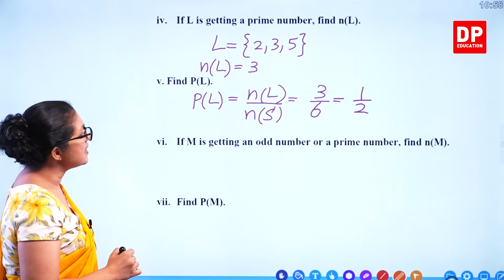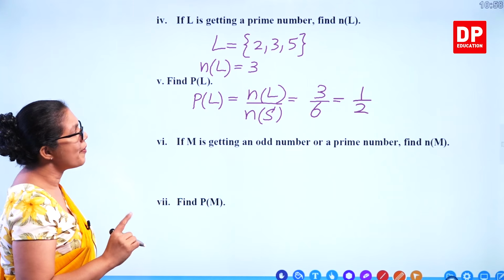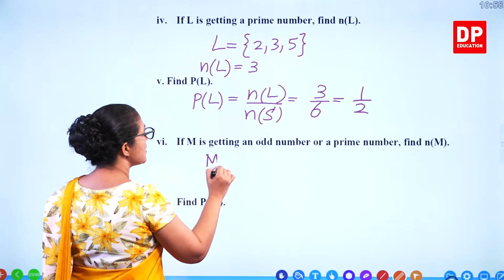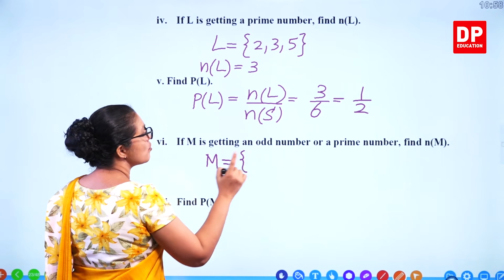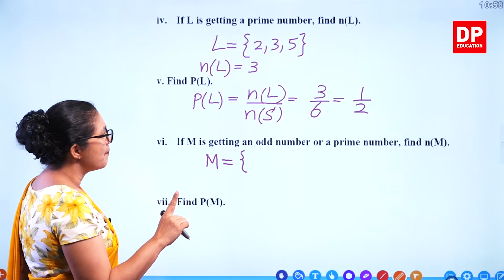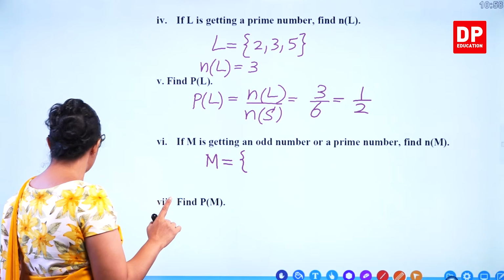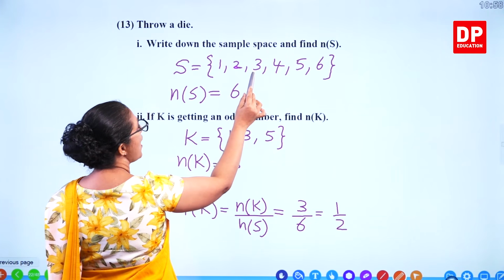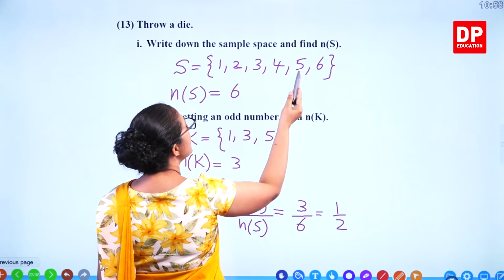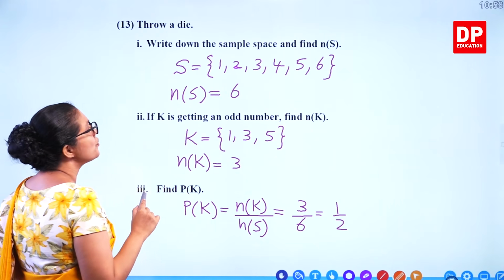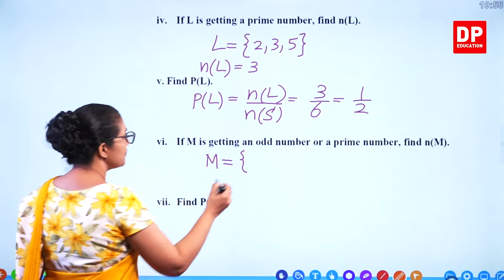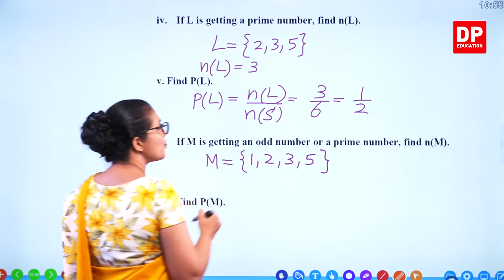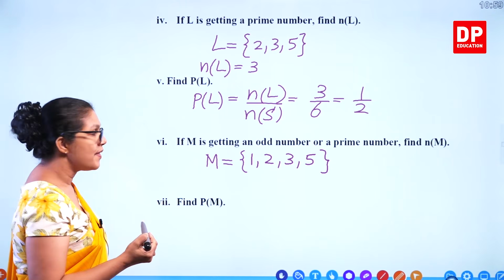If M is getting an odd number or a prime number, find NM. So M is an event that you can get either prime or odd. So when you take the sample, 1 is odd, 2 prime, 3 prime and 5 odd and prime. So 1, 2, 3, 5. Those are the possibilities you can get. So how many are there?